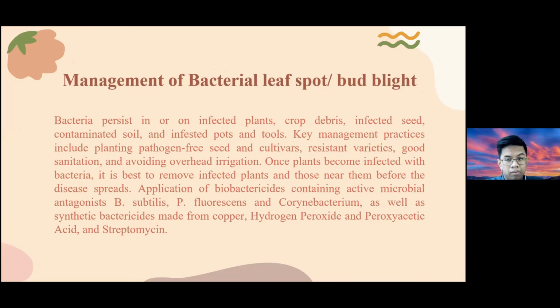And then this is the management of bacterial leaf spot. Bacteria persist in or on infected plants, crop debris, infected seed, contaminated soil, and infested pots and tools. Key management practices include planting pathogen-free seed and cultivars, resistant varieties, good sanitation, and avoiding overhead irrigation. Once plants become infected with bacteria, it's best to remove infected plants and those near them before the disease spreads.